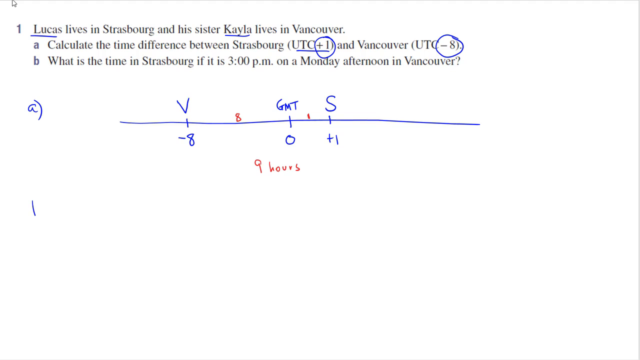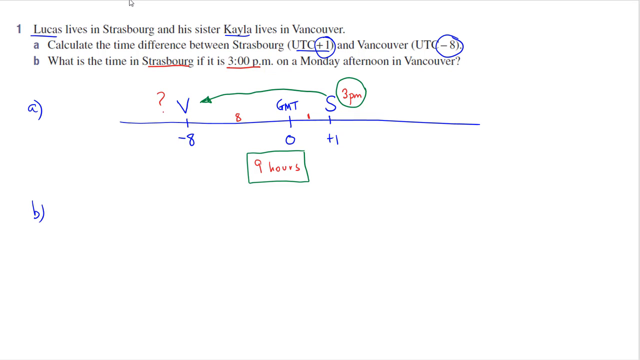For part B, what time is it in Strasbourg if it's 3 p.m. on Monday afternoon in Vancouver? So we've got the time for Strasbourg, so I'm going to go onto my diagram here and write down 3 p.m. We want to know what the time is in Vancouver, so we're wanting to know the time in this direction. That means that we're going to take this time, and because it's in this direction, we're going to subtract the time difference to get the local time in Vancouver.